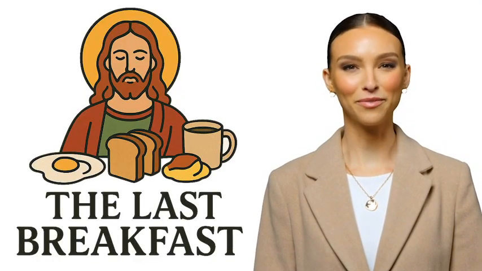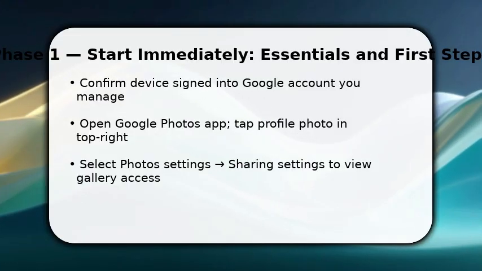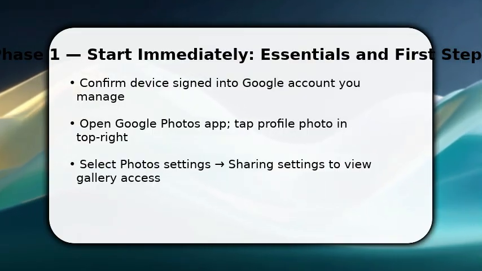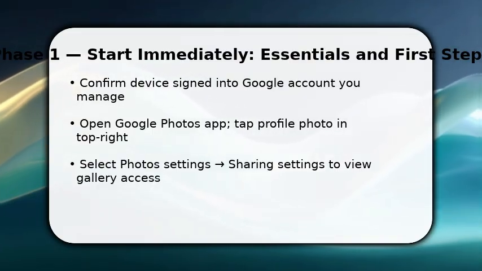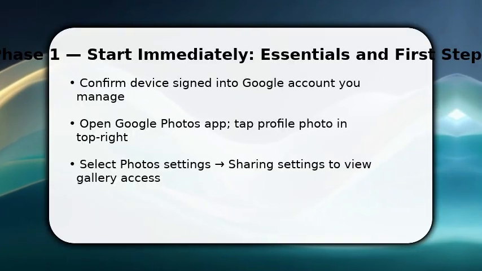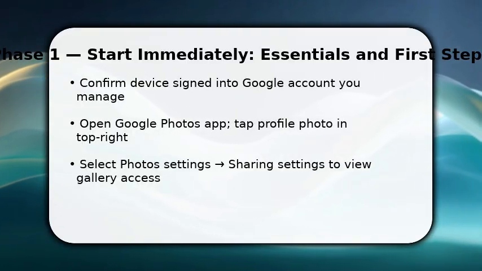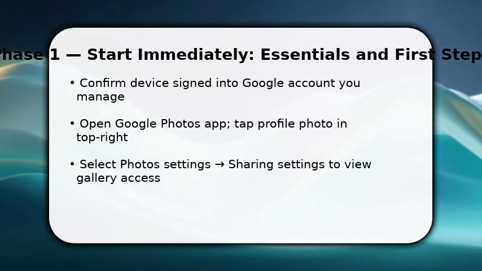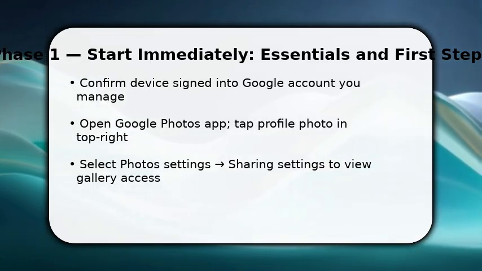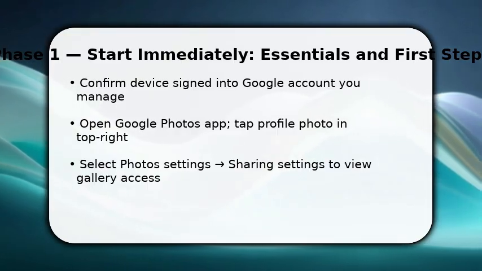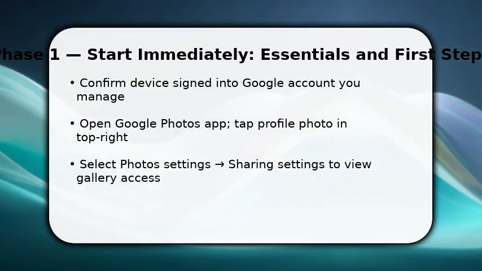Please enjoy the video. You start by opening Google Photos now. Make sure you're signed into the correct Google account. Once the app is open, tap your profile photo in the top right and navigate to Photos settings. From there, go directly to Sharing settings to see active shared libraries and partner accounts. This is where gallery access is controlled.